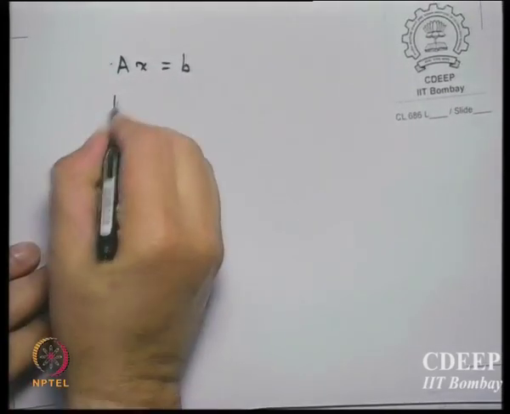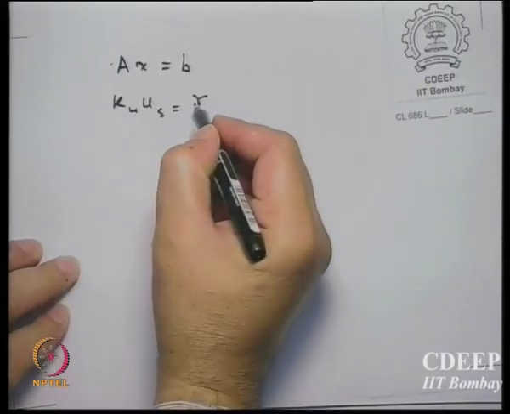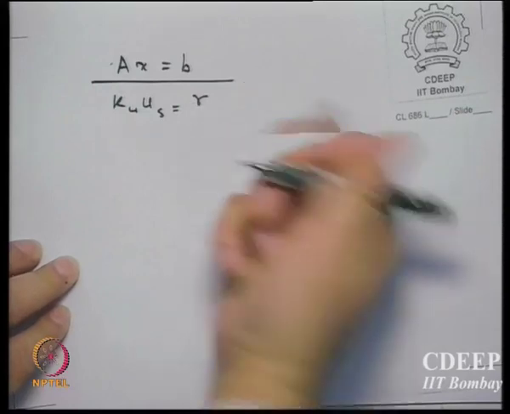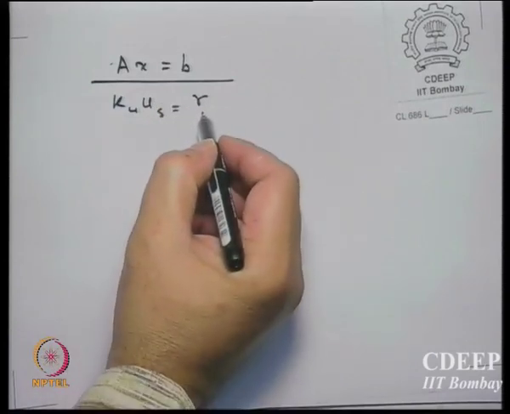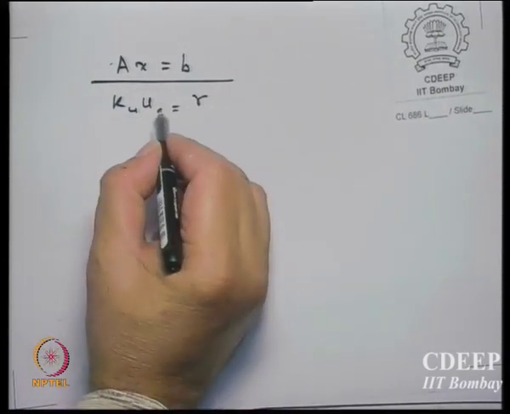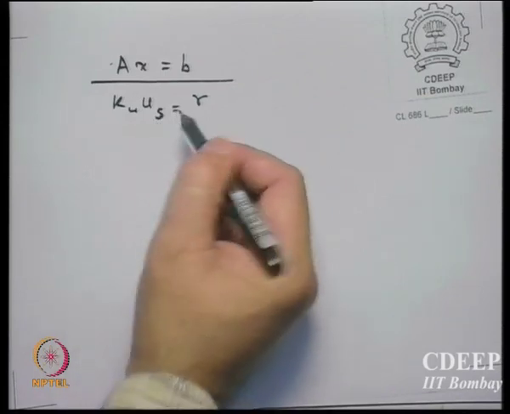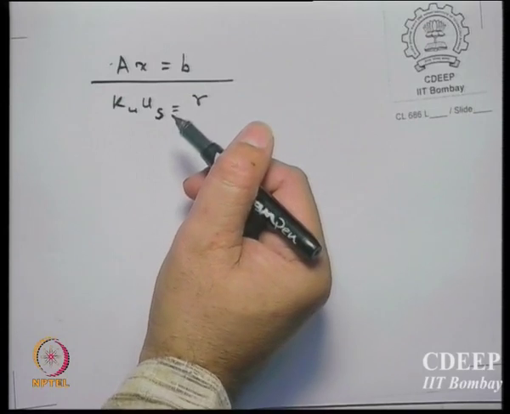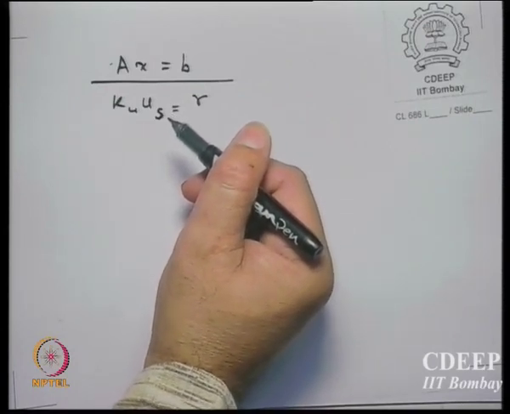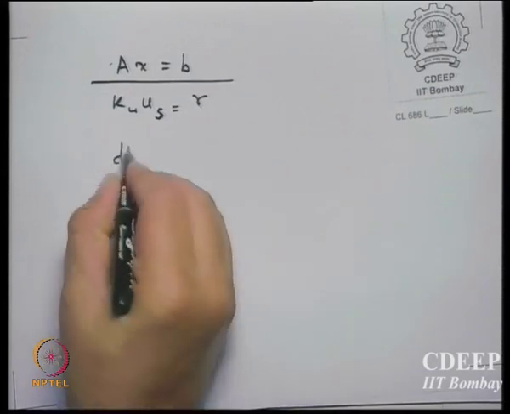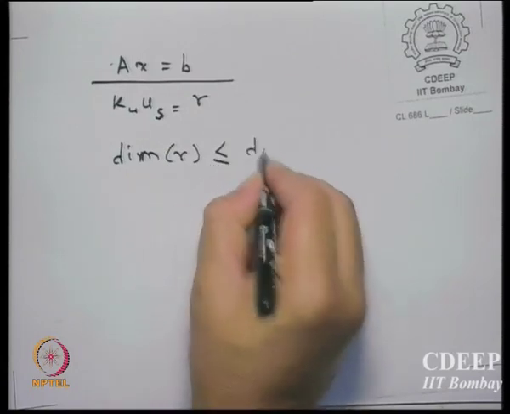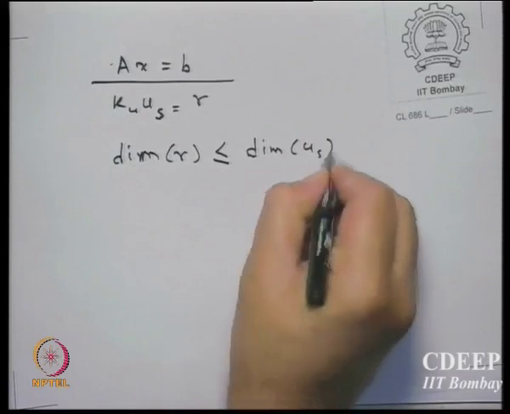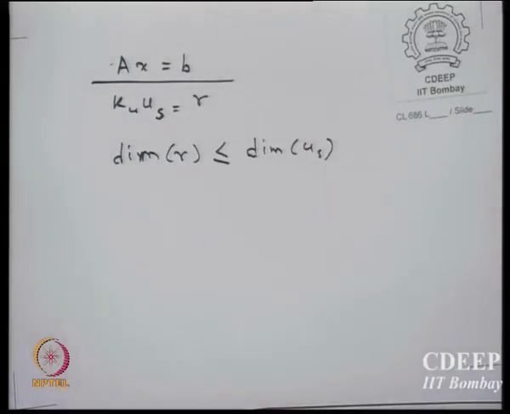See, this problem is not different. KU into US is equal to R. These two problems are the same. Map them and then see. If the dimension of R is larger than the dimension of US, you cannot manipulate the input to take it from any set point to any set point. The dimension of R should be less than or equal to the dimension of US. If that is the case, I can always take a situation where this is equal, no?